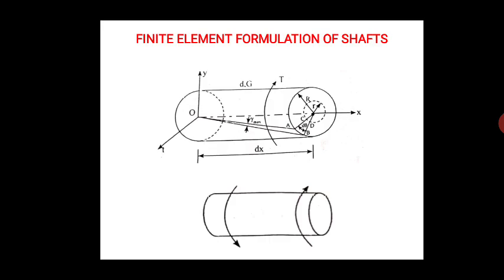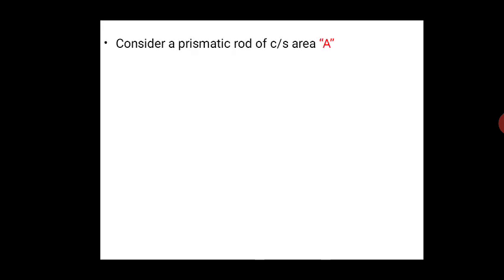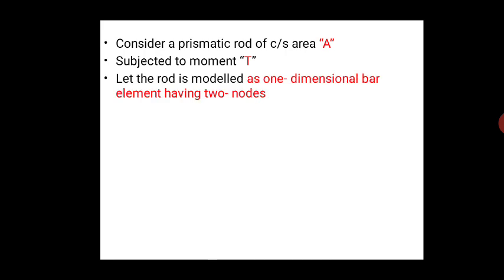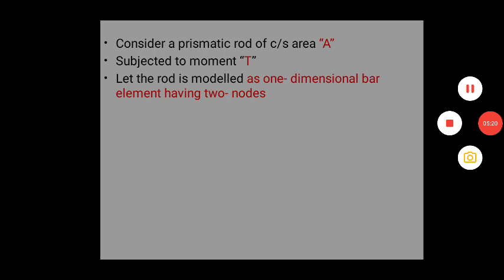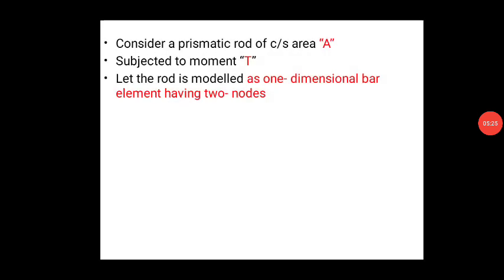Now let us consider this prismatic bar or rod of cross-sectional area capital A, which is subjected to a twisting moment capital T, as shown in the first figure. Let the rod be modeled as a one dimensional bar element. We can look into the second sketch.